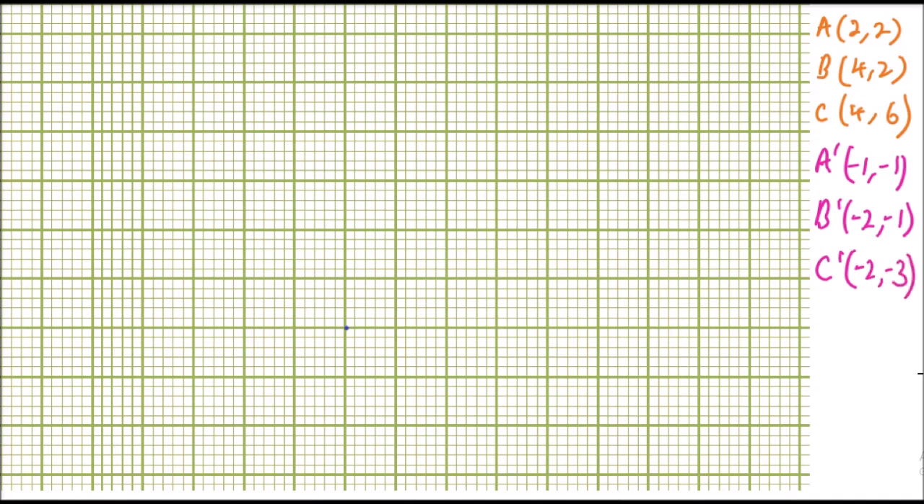So with that, we can now plot the object and the image. We start by first of all labeling our axes. So we have 0, 1, 2, 3, 4, 5, 6. That is our x-axis. We have 1, 2, 3, 4, 5, and 6. That is our y-axis. From there, we can put the negative side, -1, -2, -3, and -1, -2, -3.